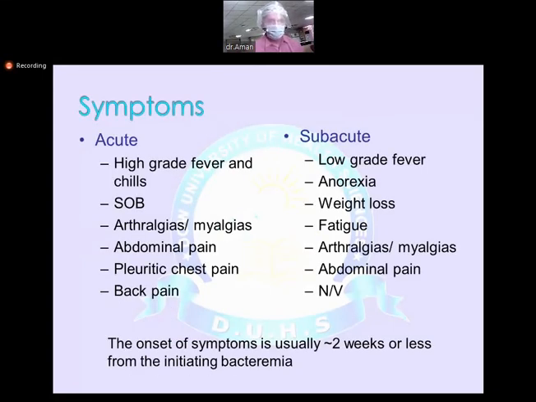How does it present? Mostly in acute cases: high-grade fevers with chills, shortness of breath, arthralgia, myalgia, abdominal pain, pleuritic chest pain, and back pain. These are the acute symptoms of infective endocarditis. In subacute cases: low-grade fever, anorexia, weight loss, fatigue, arthralgia, myalgia, and abdominal pain. The onset of symptoms is usually 2 weeks or less from the initiating bacteremia.